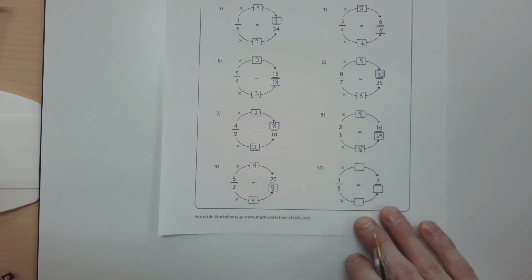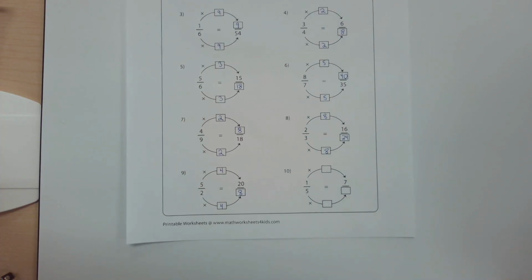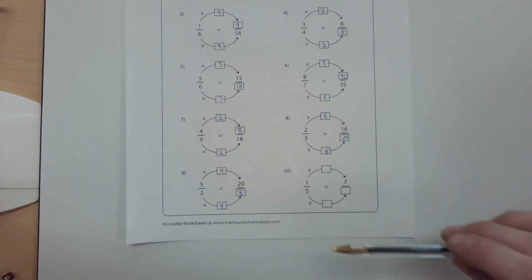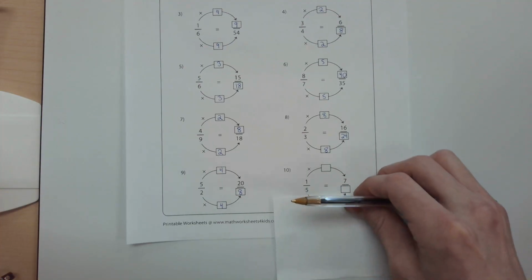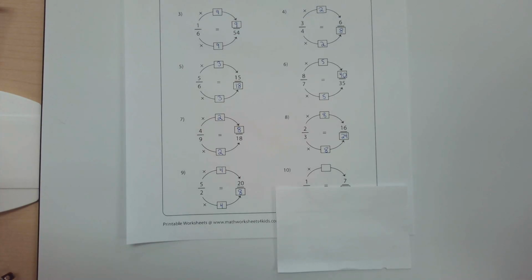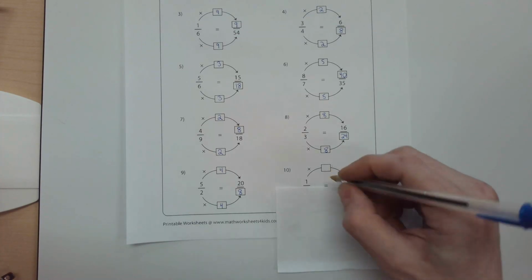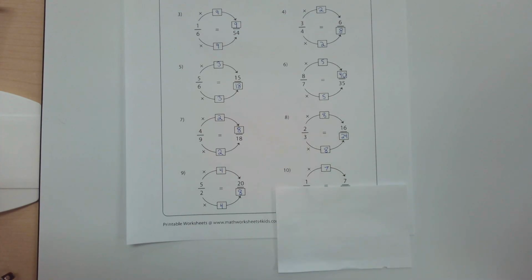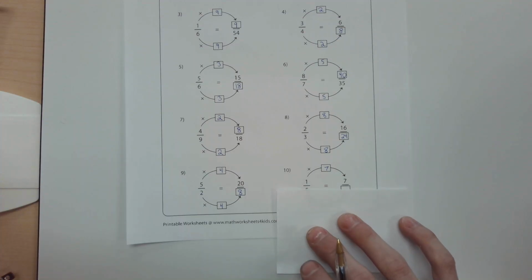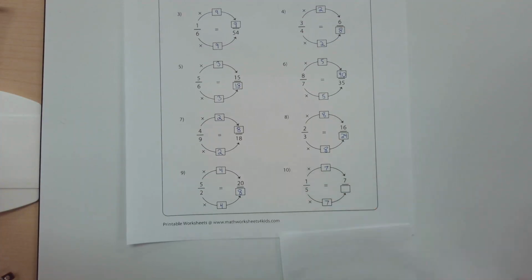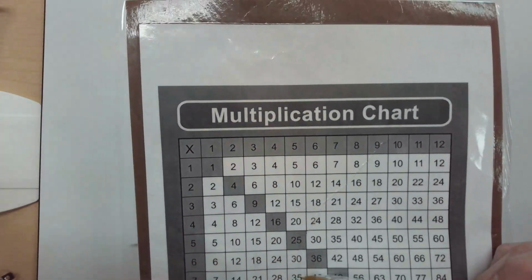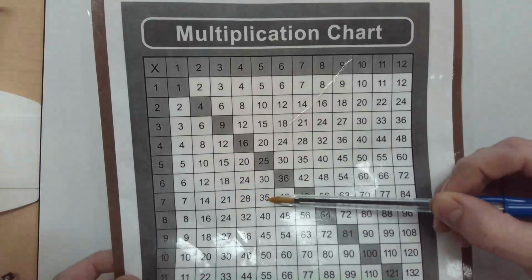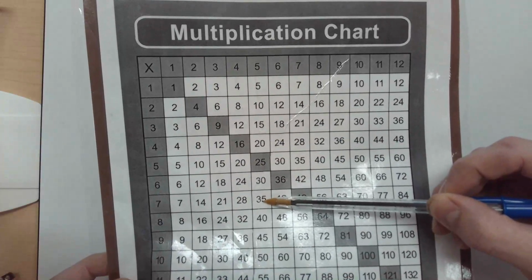All right, number 10. We're going to be covering up the bottom. Let's deal with the top first. 1 times 7 is equal to 7. Let's bring that 7 down. 5 times 7 is 35.